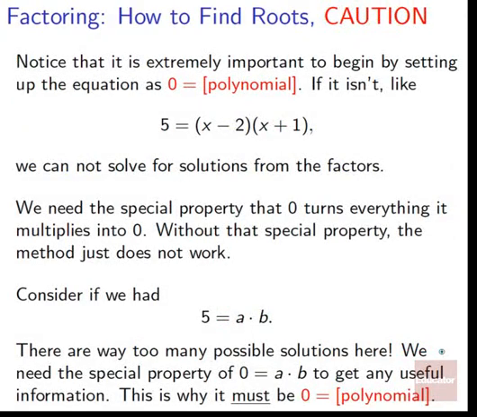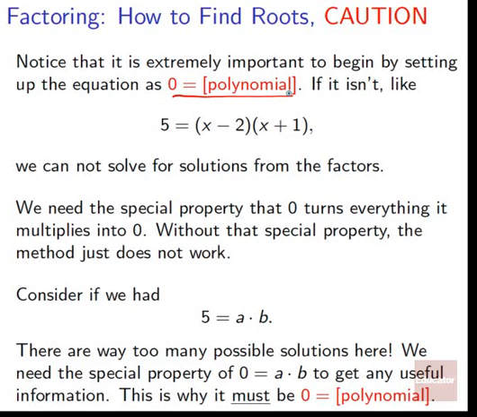Caution, this is very important. Notice that it is extremely, extremely important to begin by setting the equation as 0 equals polynomial. I've seen lots of mistakes where people forgot to set it as 0 equals polynomial. If it isn't, if it was something like 5 equals x minus 2 times x plus 1, we can't solve for the solutions from those factors. Those factors are now meaningless.